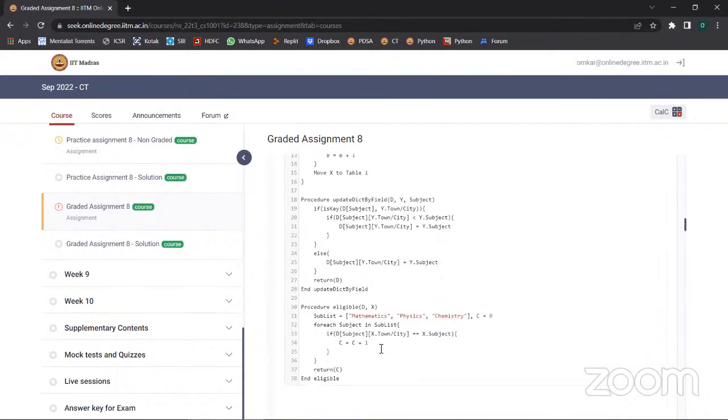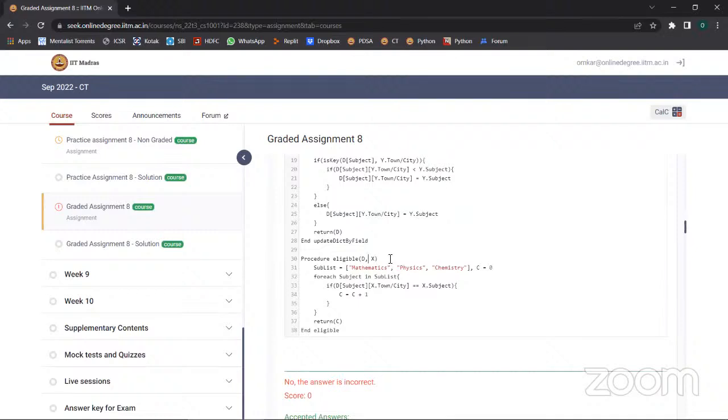We are passing that X as a parameter, right? And what we are checking is whether that X dot subject. So subject is a sub list. I mean, we are checking X dot maths, X dot physics, X dot chemistry, all three. And if D of subject of that particular town, the dictionary of the subject, that is, if I take max, the D of max of that particular city should be equal to the particular person who is the X. It should be equal to the X of the subject. Correct. X is the name, I mean, it's a key for the person.